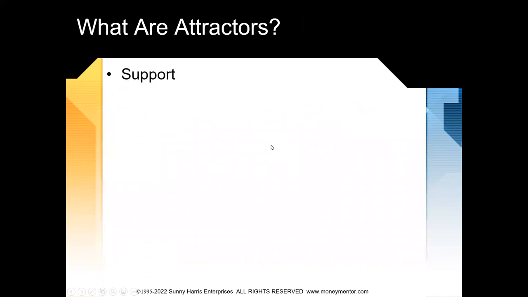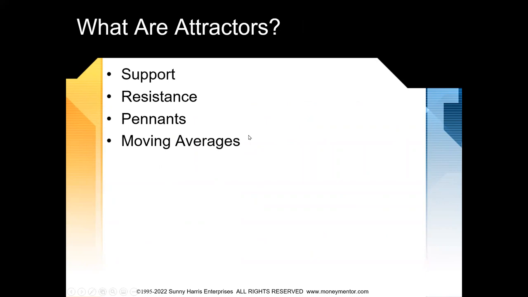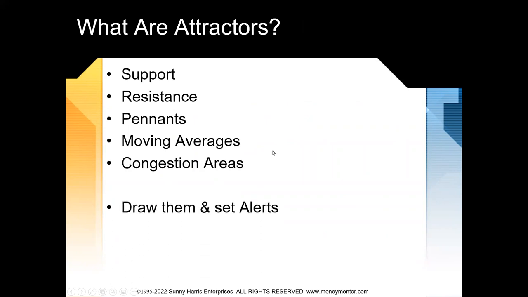Oh, here we talk about attractors a little bit. They are support and resistance. Pennant formations are attractors. Moving averages are attractors. Congestion areas are attractors. I draw them on my chart and then I set alerts. So when they're hit, I get an audible and a visual alert telling me to look at something.